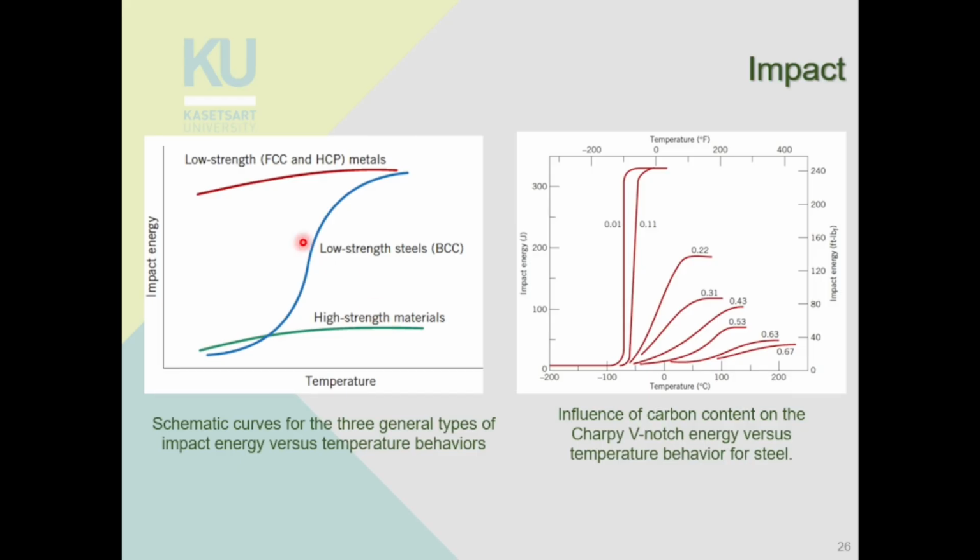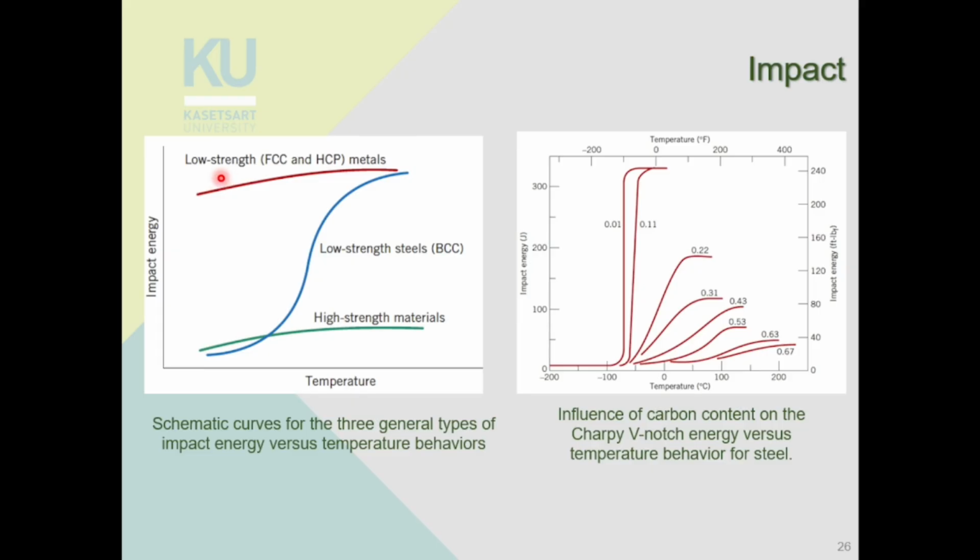Another class of material is the low strength or FCC and HCP metals, like lower strength metal, but still quite strong, right? And metal with FCC microstructure and HCP microstructure. You can see that it absorbs a lot of energy, right? The impact energy is quite high at all temperature, at all range of temperature, right? From low temperature to high temperature.